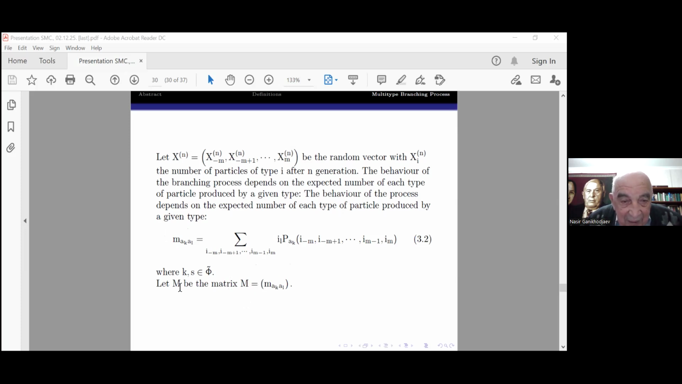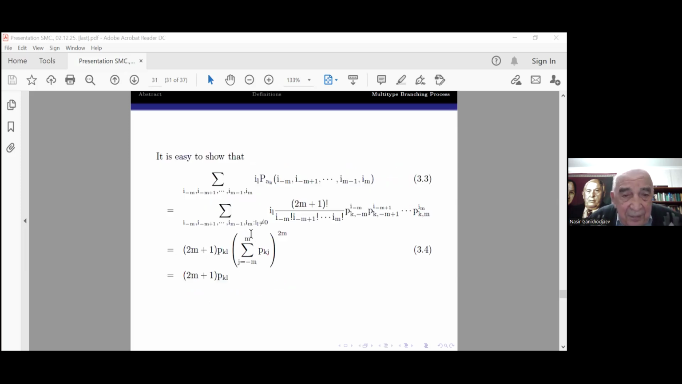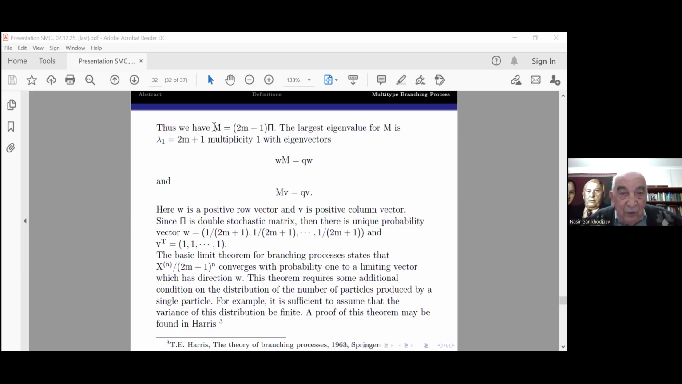Let M be the matrix of these entries, then it is easy to show that this M will be equal to 2m plus 1 times p_{kl}. That is, our new matrix will be equal to 2m plus 1 times our previous transition probability matrix.